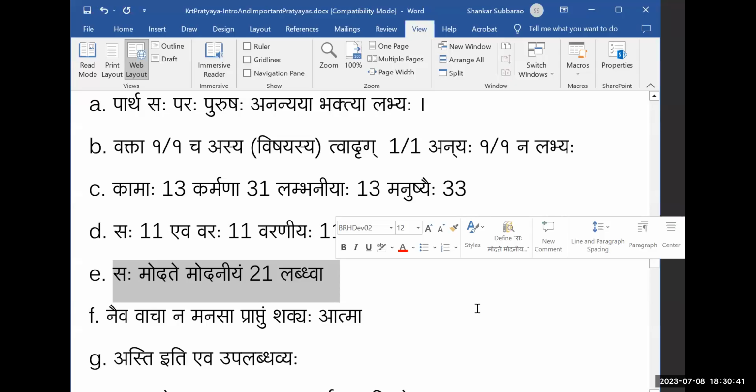Modaniyam labdhva saha modate. So, how will you translate the whole sentence? Having obtained what he likes, he is happy. Don't make it wishes or likes. That which will make him happy. Having obtained that which will cause him to rejoice, he becomes happy. He rejoices gaining what is rejoiceable. Having gained what is rejoiceable. Is this clear?